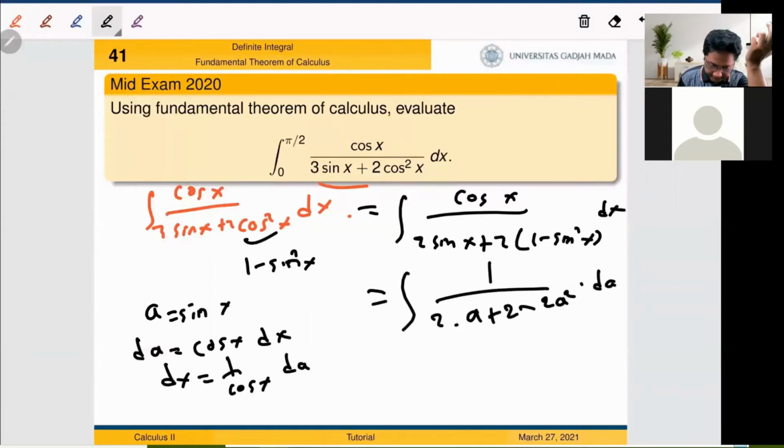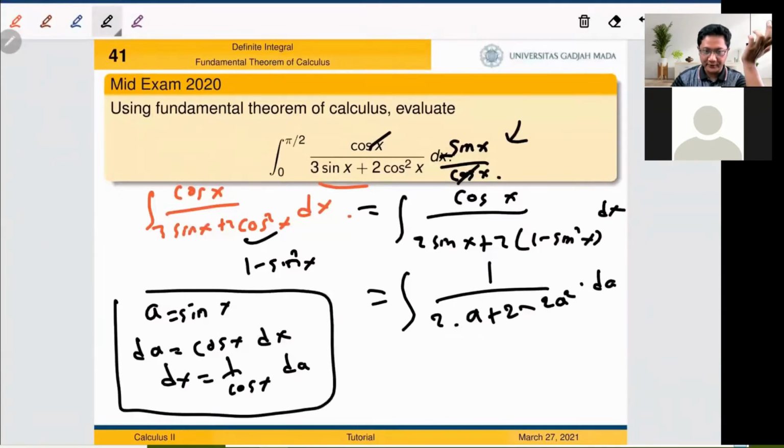Or if you are expert enough, then you don't have to do something like this. You also can do like this, d sin x over cosinus x, and cosinus cancels out. So you integrate with sinus. But usually if you are not expert enough, then you will get confused if you use this way of writing. So I always use this because I have to teach everyone. But it's okay, if you want to write like this, it's also fine.